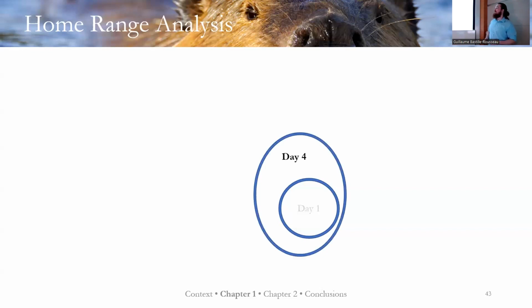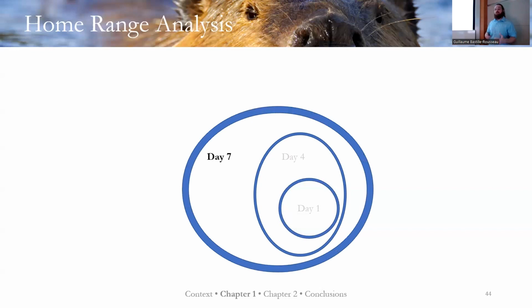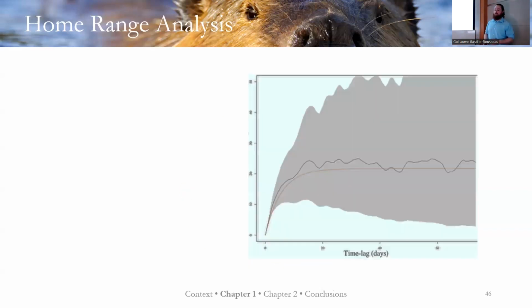But over time, the amount of space that you're capturing is going to increase. And you'll continue to see this happen until you eventually reach a point where it's going to start leveling off. And once the variation in space use levels off at this point, this individual is displaying restricted space use, and this is what we would consider home ranging behavior.